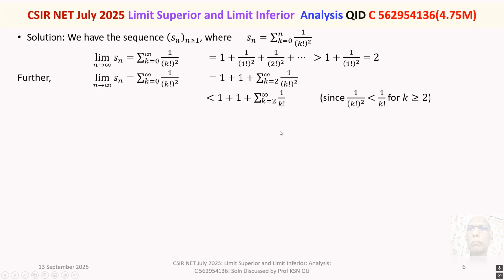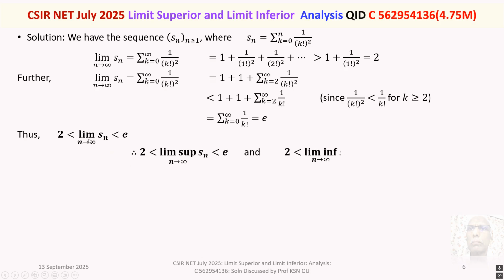Now, what is this? This is sigma k equals 0 to infinity of 1 by k factorial, which is precisely equal to the exponential e. So 2 is less than the limit as n tends to infinity of Sn, which is less than e. Thus the limit as n tends to infinity of Sn exists and it lies between 2 and e. So the limit as n tends to infinity of Sn belongs to the open interval (2, e).